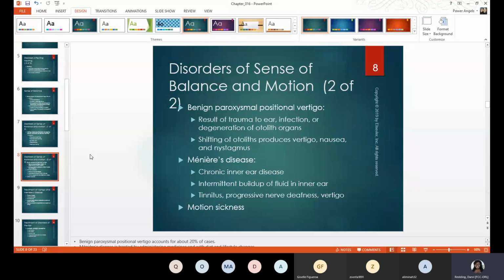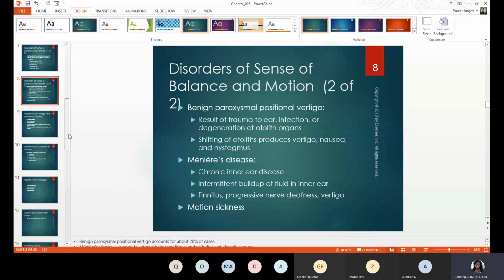And then another disorder of the sense of balance and motion is motion sickness. There are even some over-the-counter items that can assist with motion sickness, and then there are some medications that are prescribed that can assist with vertigo.